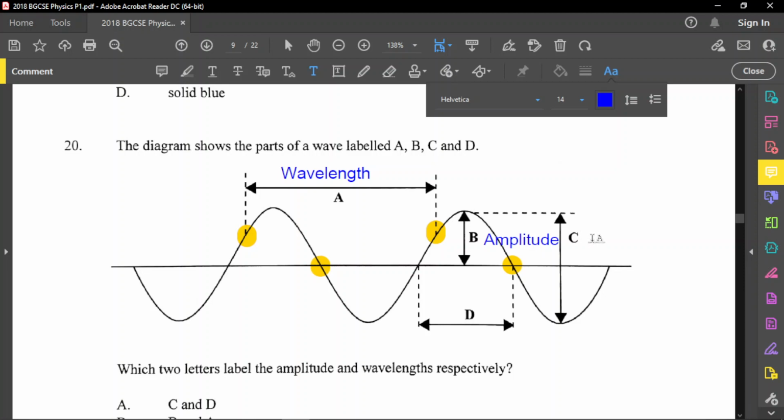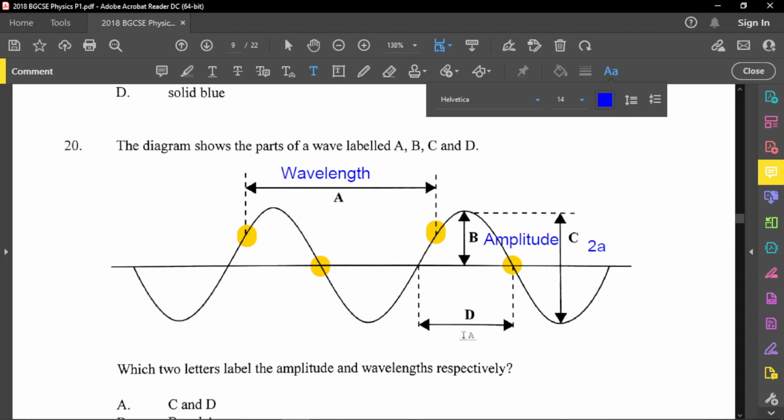What is C? C goes to the height of a crest, right? And also the depth of the trough. So this is actually two amplitudes. So let's call it 2A, which means two times the amplitude. All right, so it's twice the amplitude, amplitude times 2.